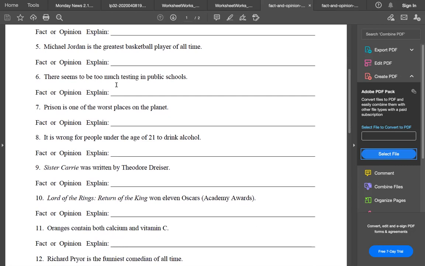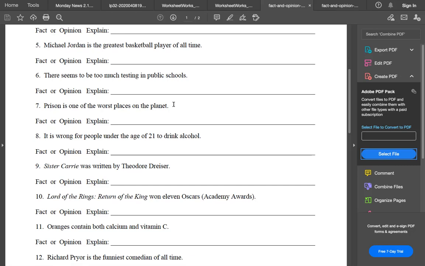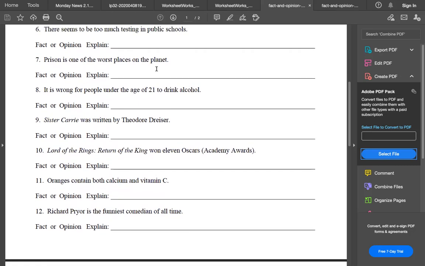There seems to be too much testing in public schools. Fact or opinion? Opinion. That's going to be opinion. If I said, though, there's more testing in public schools than there were 25 years ago, then we could say that's a fact because we could go check that out and look it up. Next one. Prison is the worst place on the planet. Opinion. That's going to be opinion.